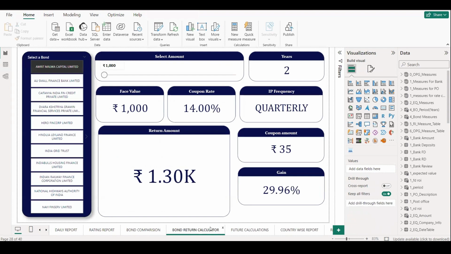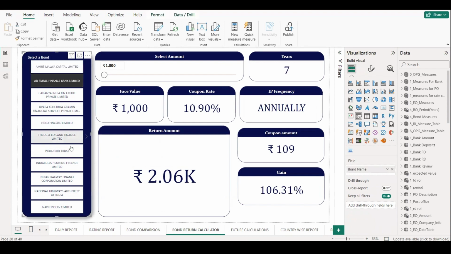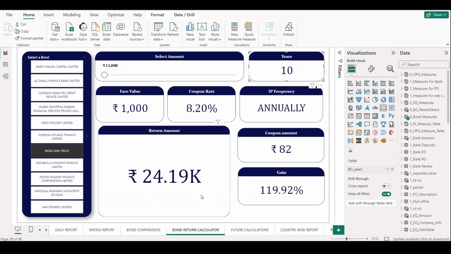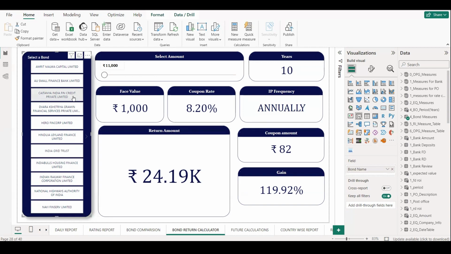Moving on to the next page, this is the calculator that we have seen for all other investment options as well. Here you can select a particular bond, and I'm just typing in the amount here. If I invest 11,000 rupees, by the time of maturity I'll be able to get 24,000 rupees, and my gain will be around this much percentage. And the annual coupon that I will be receiving will be 82 rupees. So it's just a calculator for if I am holding this bond till maturity, how much return I will be getting, based on the maturity of each bond.